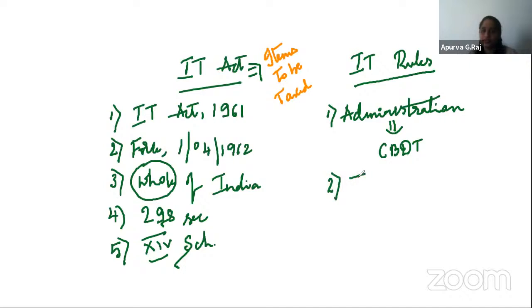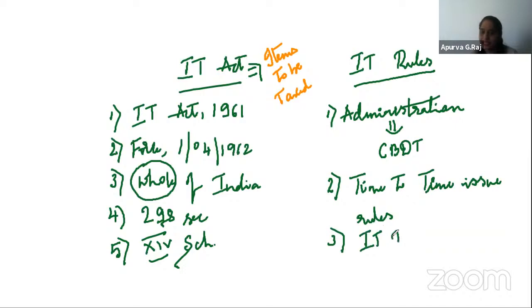What they will do, time to time, they will issue rules. These rules are collectively known as the Income Tax Rules. The rules which are applicable to us are going to be the Income Tax Rules 1962. Hope it is clear. Let's understand now.